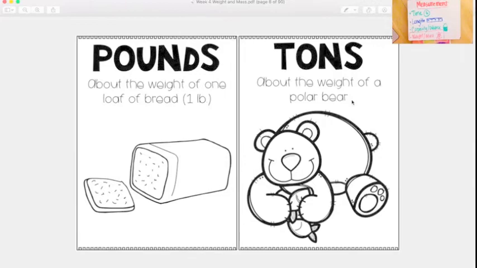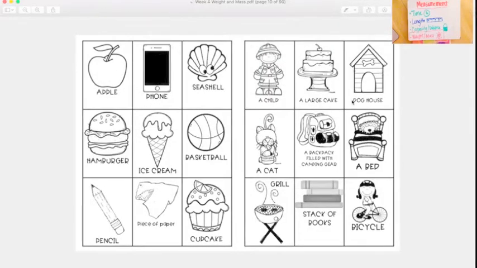So let's do some practice here. We've got some objects here. Here is an apple. Would I use ounces? Would I use pieces of bread to measure? Would I use pounds, which are loaves of bread? Or would I use polar bears, tons, to measure an apple? I want you to think about that.